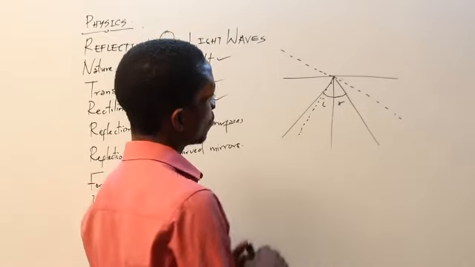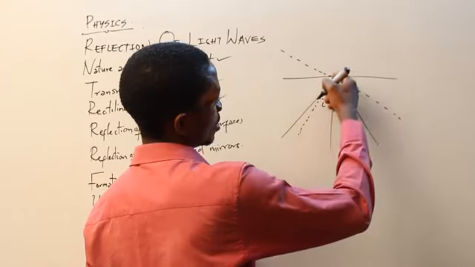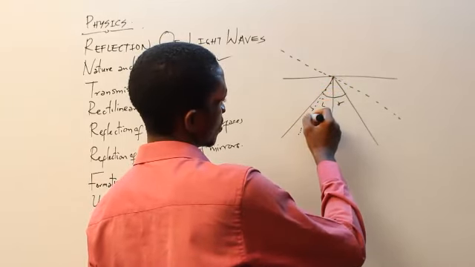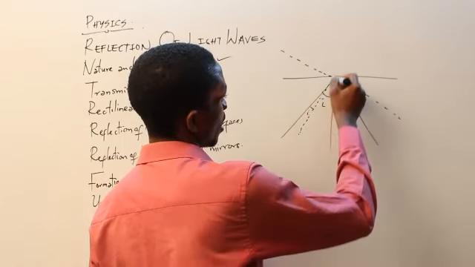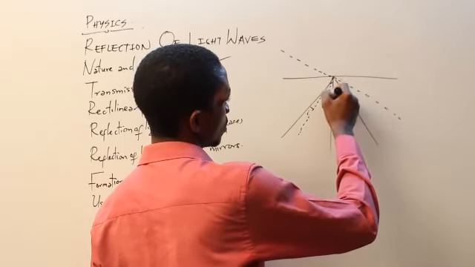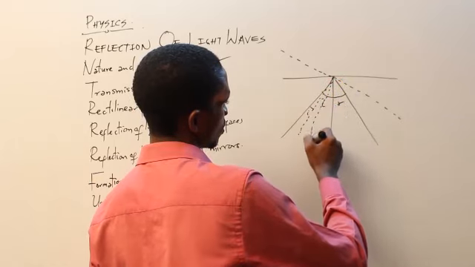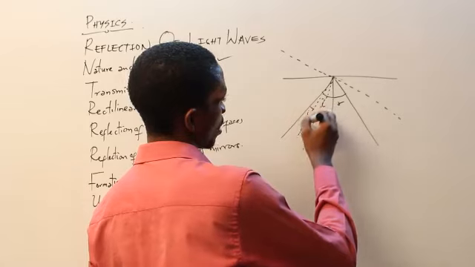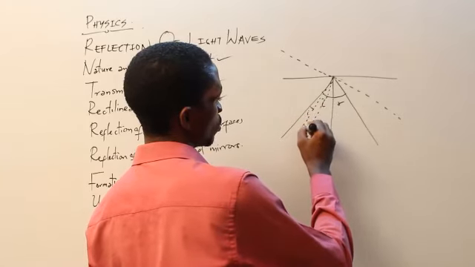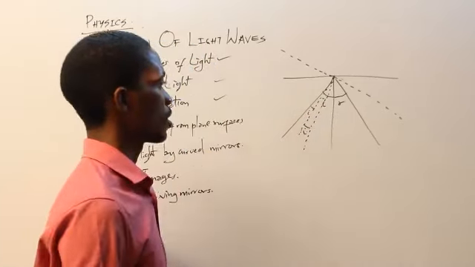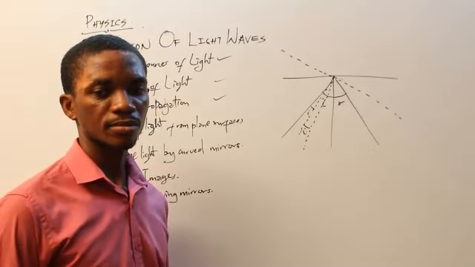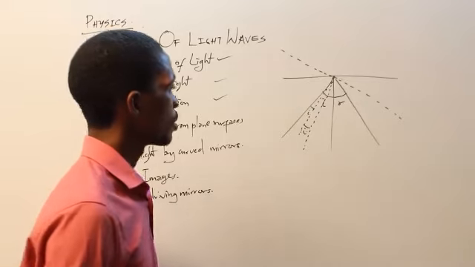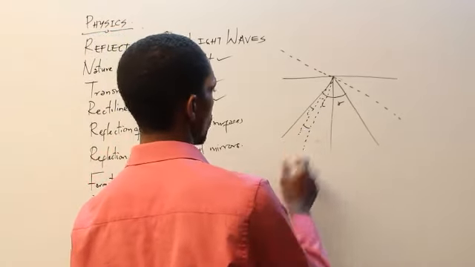Now, the angle of incidence, if you look at it, is now narrower. It's now something like this. So my angle of reflection too will be narrower, because the angle of reflection is always equal to the angle of incidence. So, sorry, this should be R.